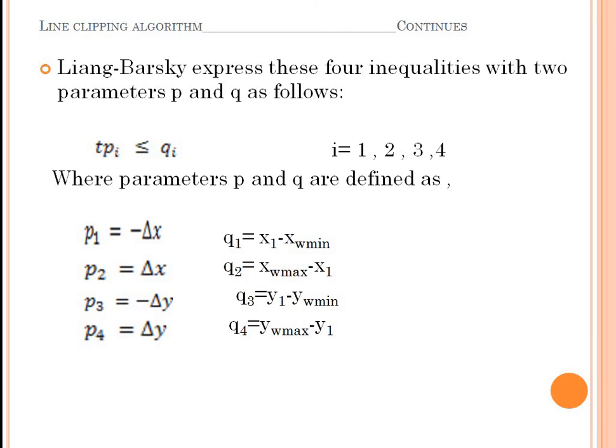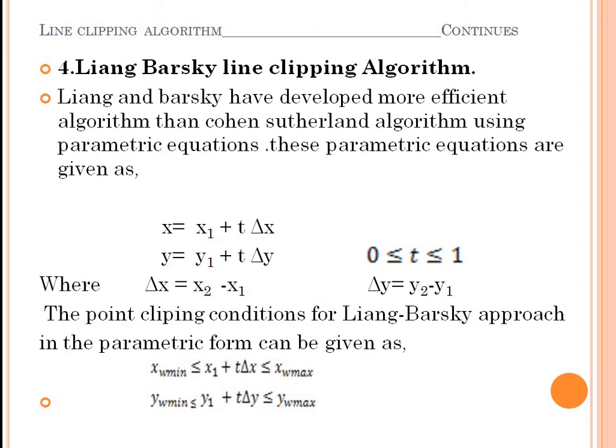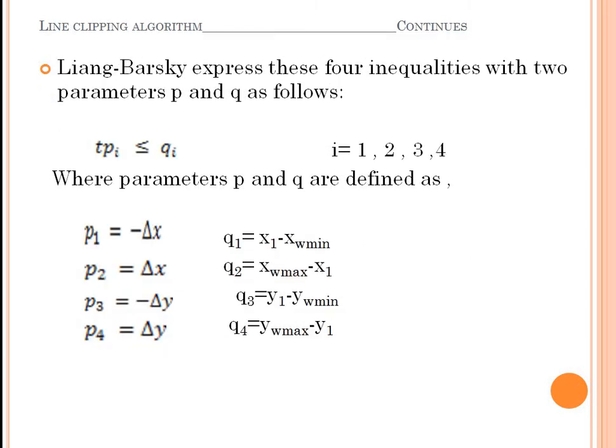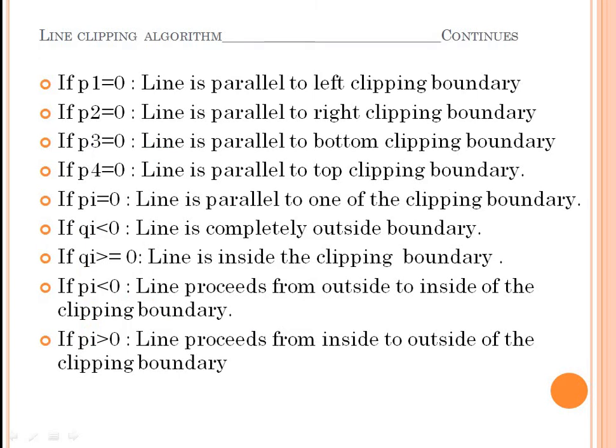Here we use multiplication with a minus sign. So we calculate the equations p1 to p4 and q1 to q4, and after that come the conditions. If p1 is equal to 0, the line is parallel to the left clipping boundary; p2 equal to 0, parallel to the right clipping boundary; p3 equal to 0, parallel to the bottom clipping boundary; p4 equal to 0, parallel to the top clipping boundary.